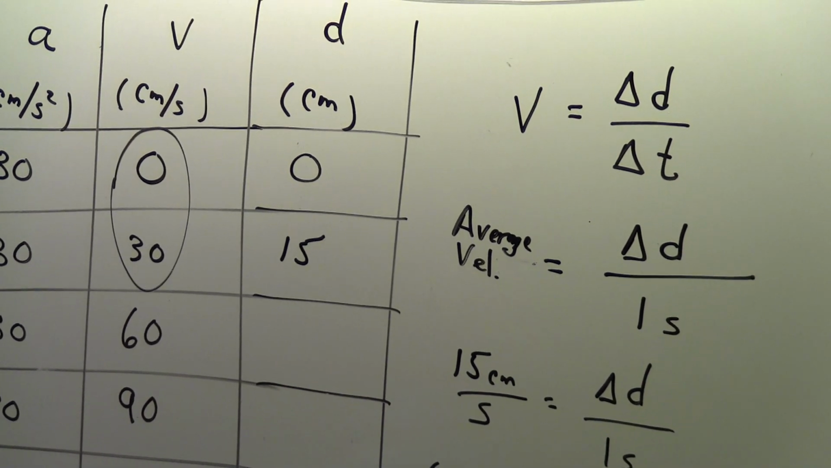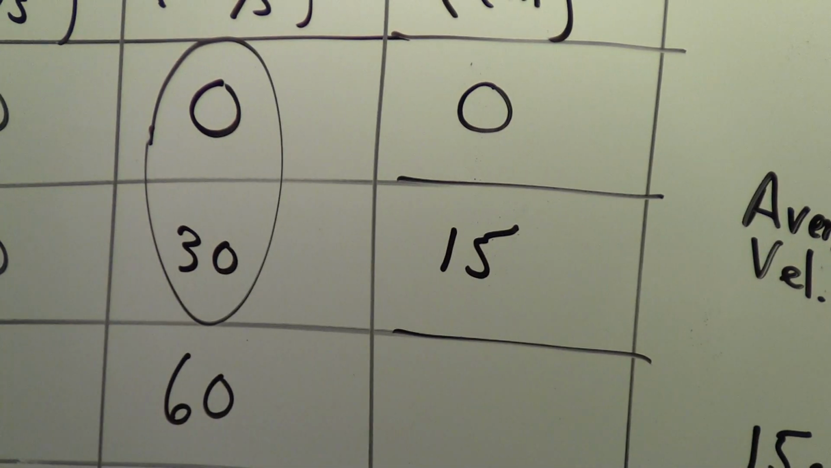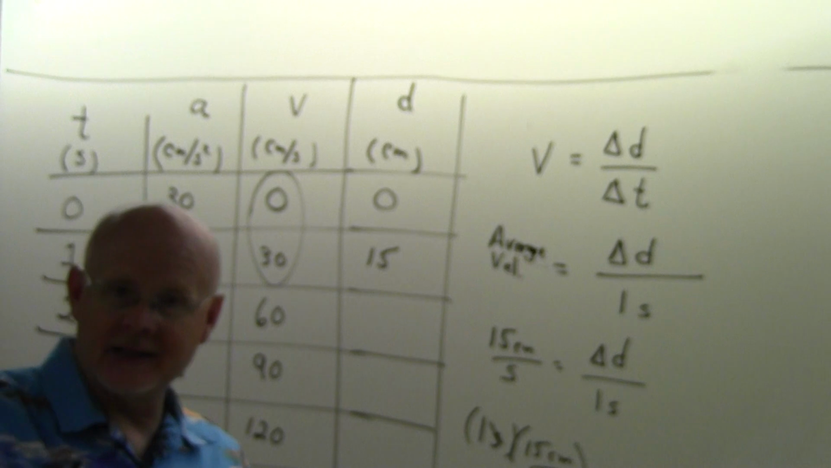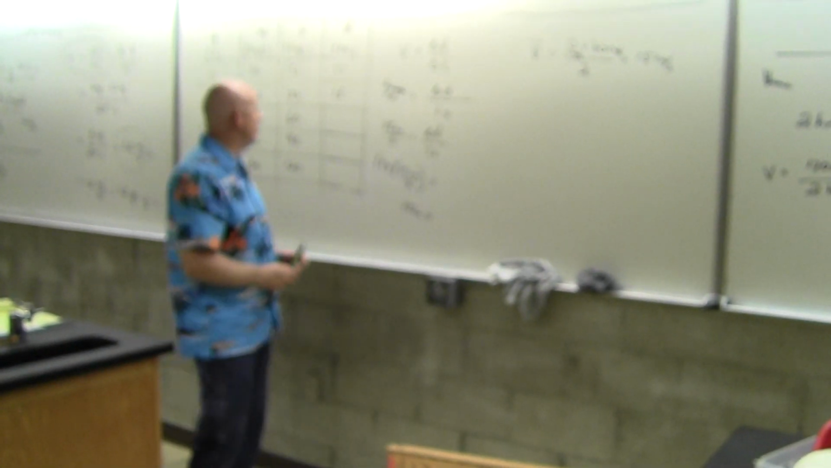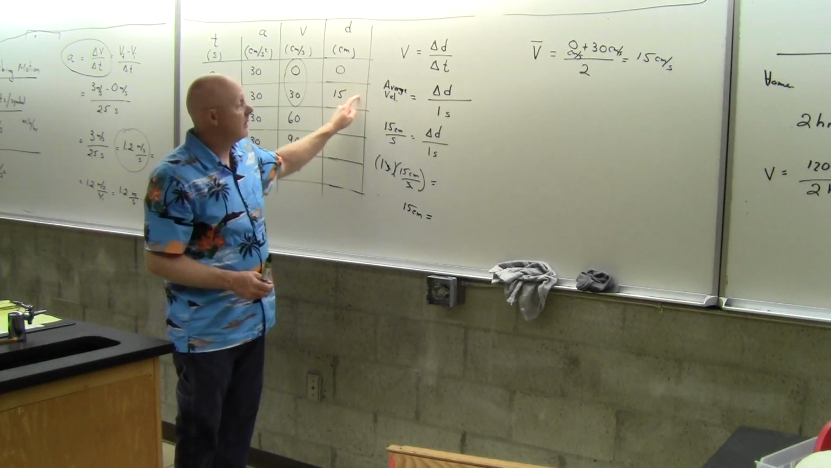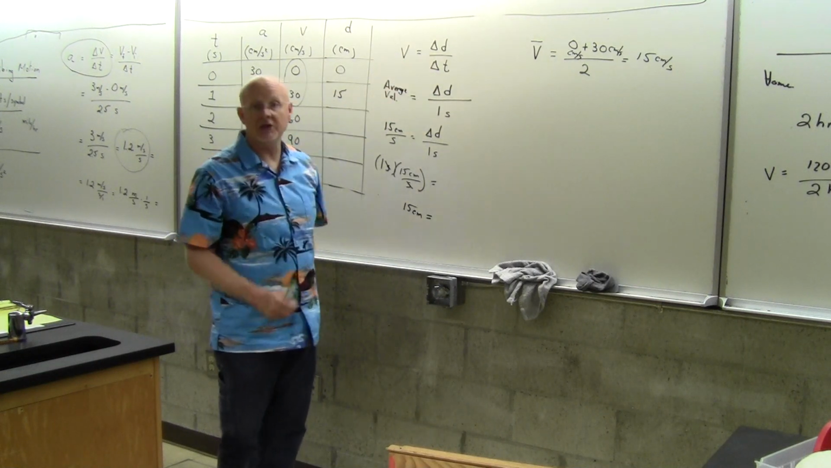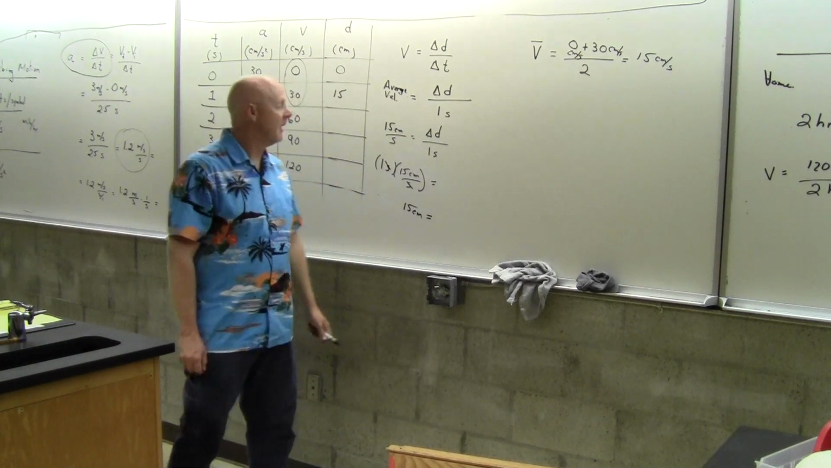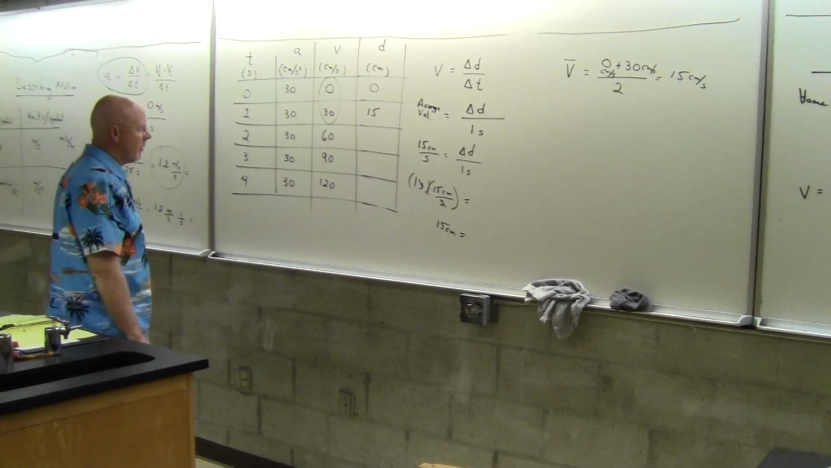Another way of saying the same thing is my average speed is 15. And if I was going 15 for the whole 1 second, I would have gone 15. So I'll say it again. Notice a very common mistake is to put a 30 here. Because people put a 30 here, they put a 1 second there, they get a change of distance of 30, and that's not correct. Okay?